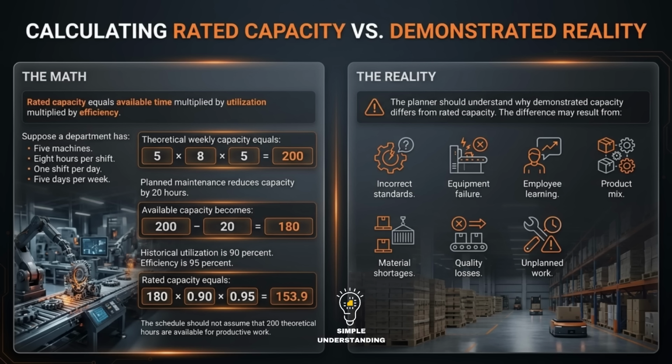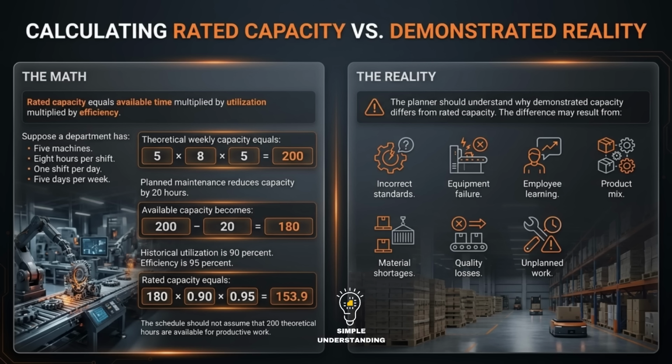Historical utilization is 90%. Efficiency is 95%. Rated capacity equals 180 multiplied by 0.90 multiplied by 0.95. The result is 153.9 standard hours. The schedule should not assume that 200 theoretical hours are available for productive work.